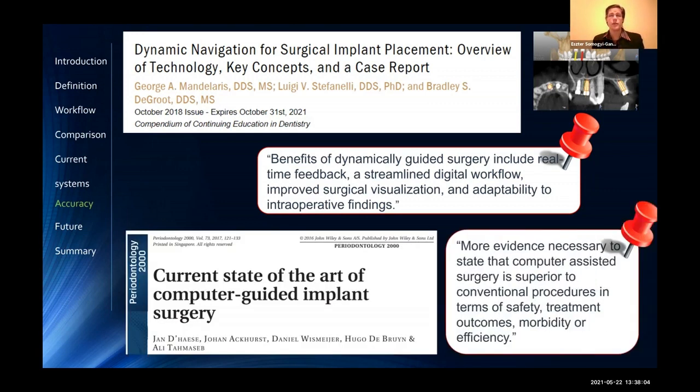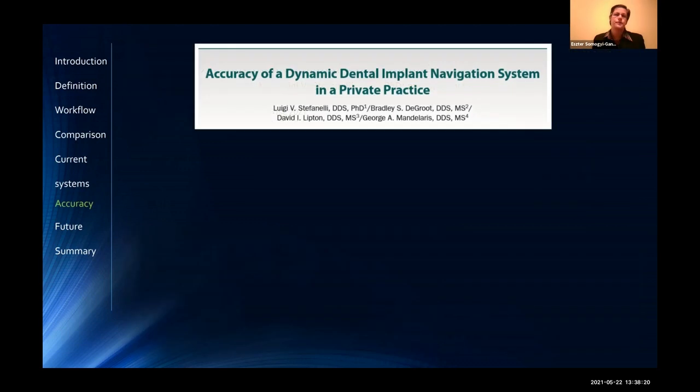Current state, this is from Holland. They say they need more evidence, but they say that computer-assisted surgery is definitely better than just freehand implant placement, especially if it's a more complex case because of bone availability or the prosthetic solutions.